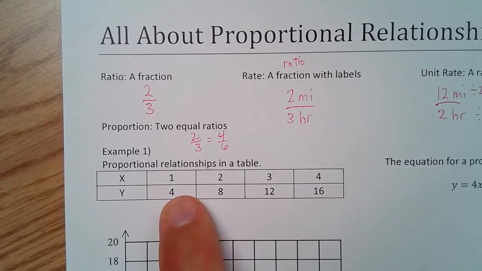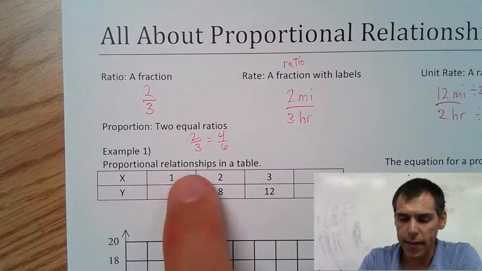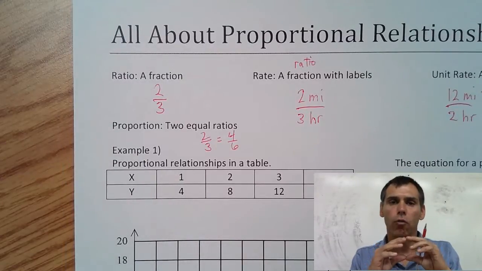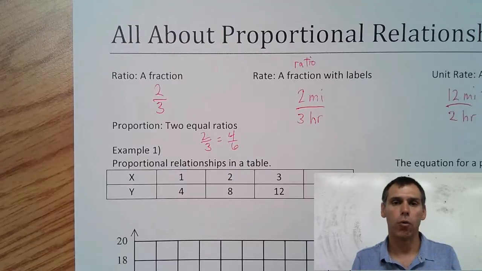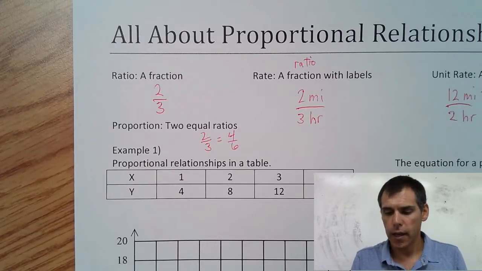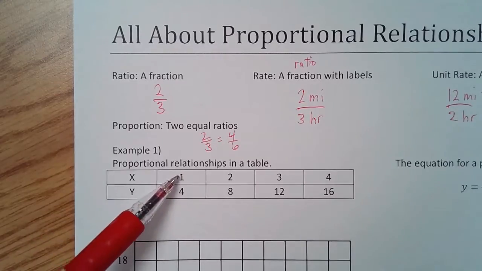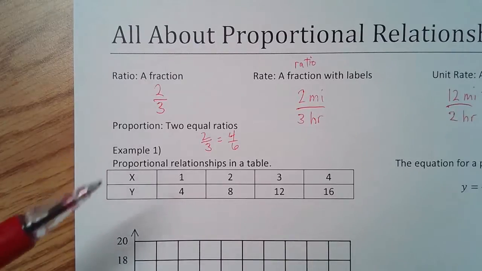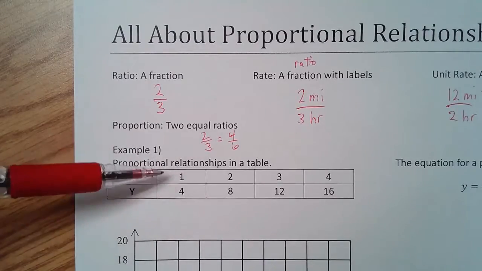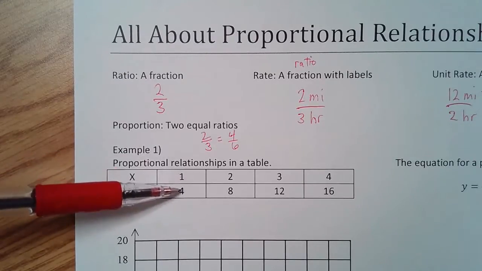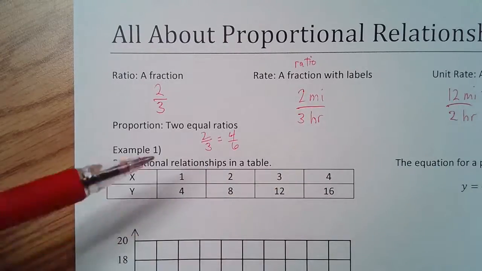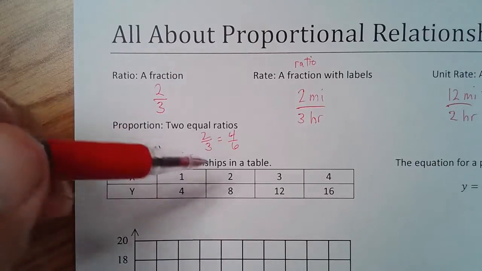I have a table here. And in the table, I have x values and y values. Now, what you got to know is in every table, the x values will always be on the top row, and the y values will always be on the bottom row. Okay, I have some values here: 1, 4, 2, 8, 3, 12, 4, 16. And it's pretty easy to see that to get from x to y, you have to multiply by 4. 1 times 4 is 4, 2 times 4 is 8, 3 times 4 is 12, and 4 times 4 is 16.